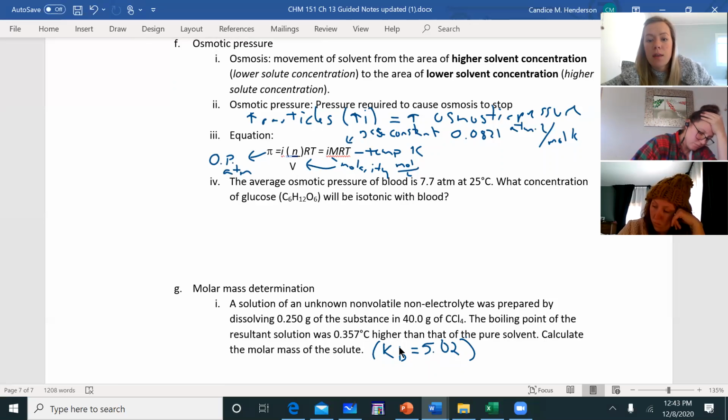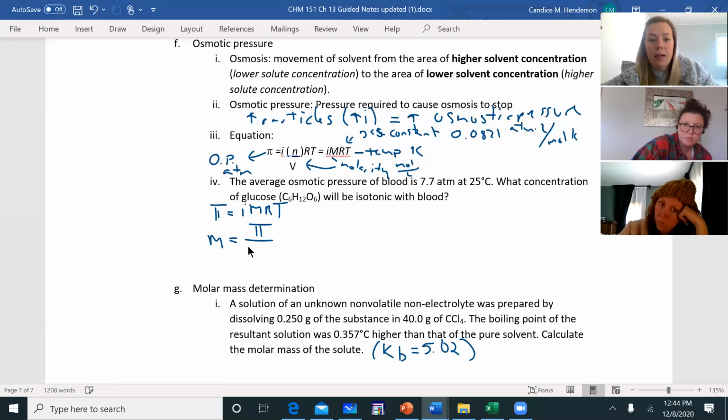So I would use pi equals the van't Hoff factor times M times R times T. And we want to get M by itself. So M is going to equal our pi divided by our van't Hoff factor times our R times our T. Osmotic pressure is given to us as 7.7, and that's in atm. So we like that, 7.7 atm.